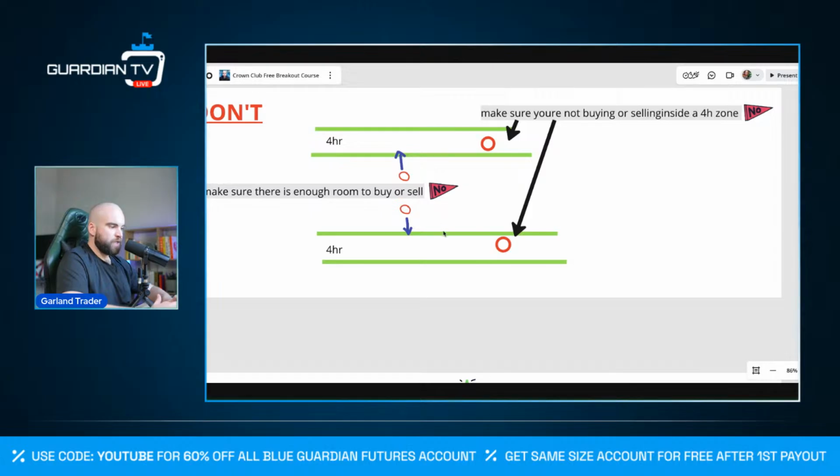So if we are down here, we're not going to want to take sells into the zone, okay? We're going to want to take sells away from the zone into the center of the range. Similarly up here, you're going to want to take sells away from the zone, or you're going to want to wait for price to break through, and then you can take sells again away from the zone.